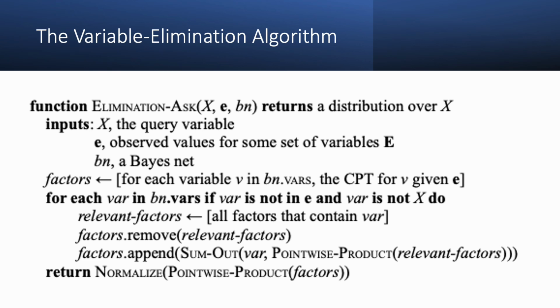This ask function, similarly to the previous ask function, takes a variable and returns a distribution over it, given some evidence. It starts with initializing the list of factors. Then it sums out each variable from the list of factors. This process takes all the factors that depend on a given variable and replaces them with a single new factor that doesn't depend on that variable. At the end of the loop, all variables have been summed out except the query variable, so that the factors are multiplied together and normalized to get the distribution.